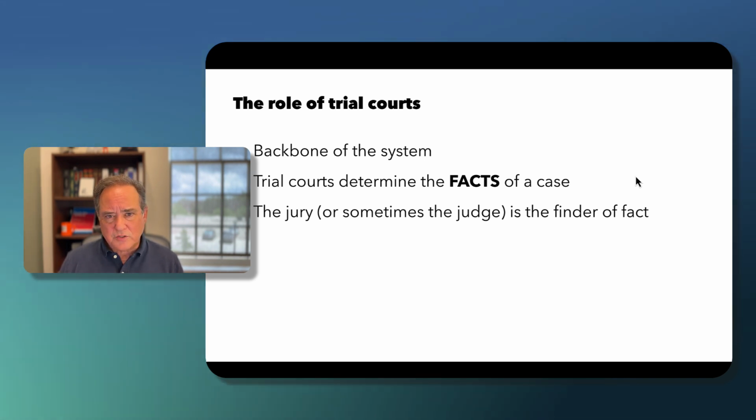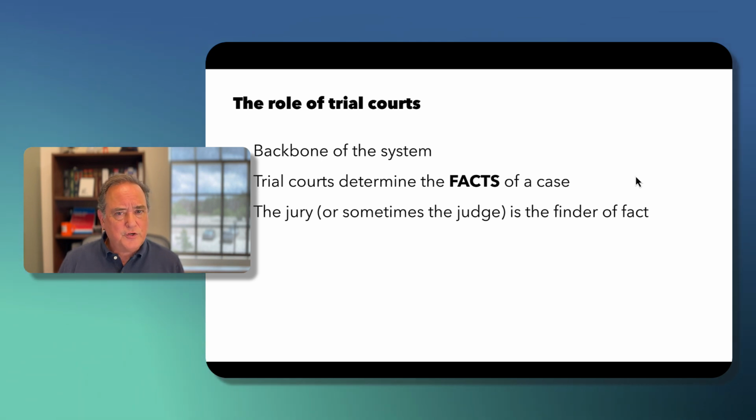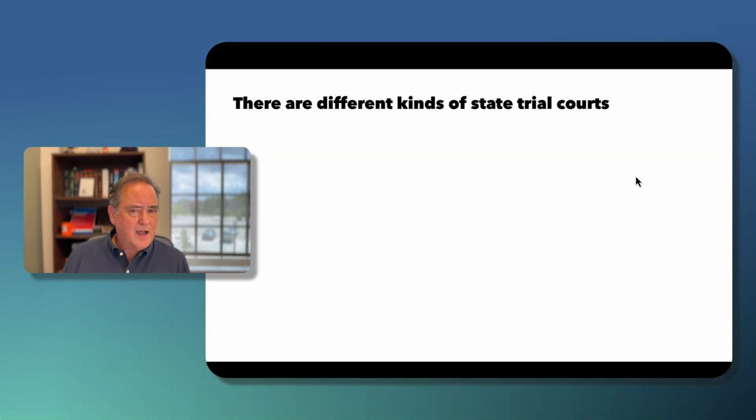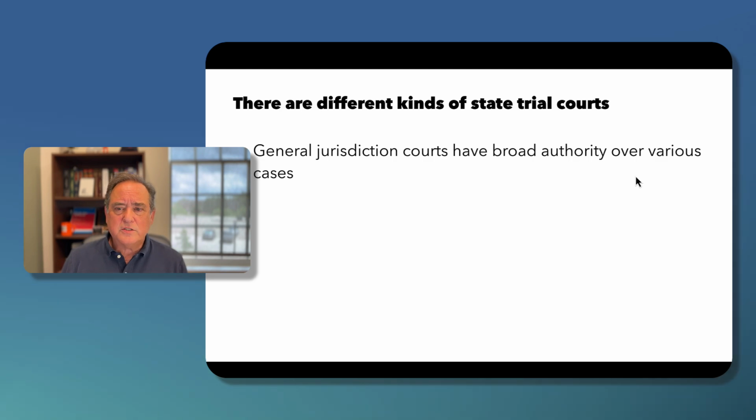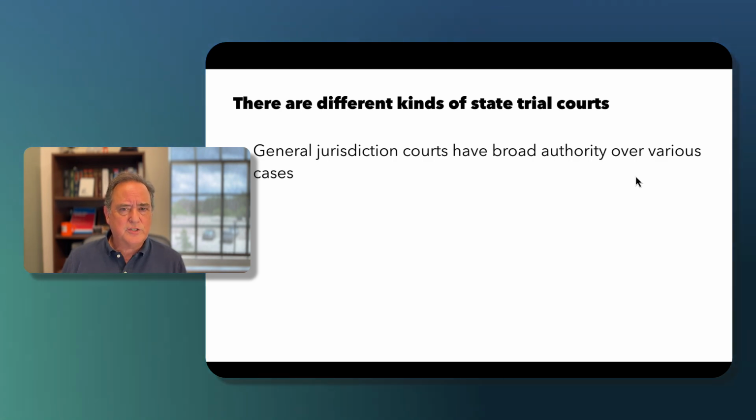So trial courts play a very important role. If you ever wind up on a jury, take your role seriously. Don't simply try and avoid it, because what you're doing is you're going to decide facts, and those facts are the final decisions. Now, there are different kinds of state trial courts, starting with general jurisdiction courts.